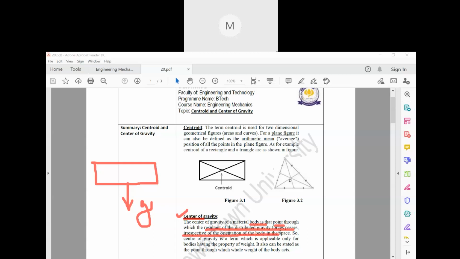It can also be stated as the point through which the whole weight of the body is acting. Suppose there is one solid object. Now if you see in that solid object, the whole weight of the solid body is acting through one particular point. That point you can say is the center of gravity or CG. Okay, so this is how we define it.